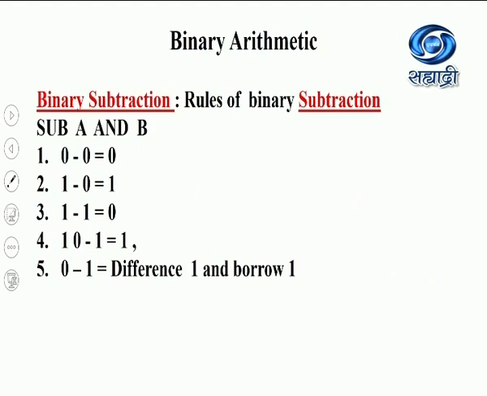Next is binary subtraction. Rules of binary subtraction. For A and B, we can subtract A from B, or we can subtract B from A, in either fashion, but here we are going to subtract A and B. So 0 minus 0, putting A as 0 and B as 0, is equal to 0. That is the first subtraction rule. With A as 1 and B as 0, when we subtract these two bits we get 1. 1 minus 1 is equal to 0. Subtraction is 0. Here 1 0 minus 1, subtraction is 1, and the fifth one, that is 0 minus 1, difference is 1 and borrow is 1.